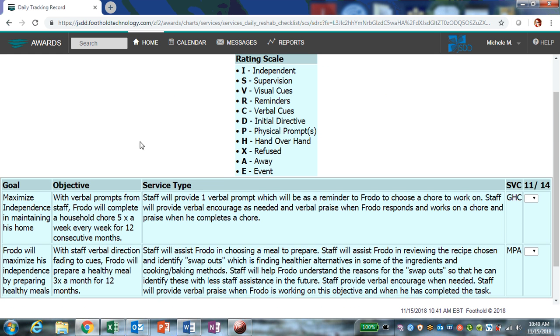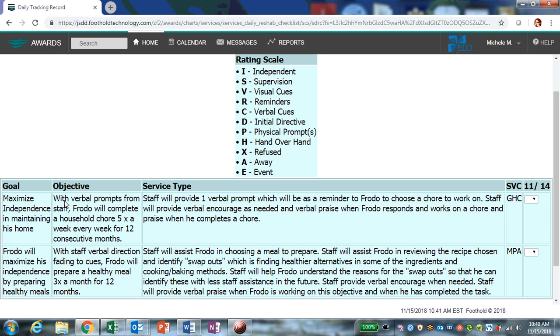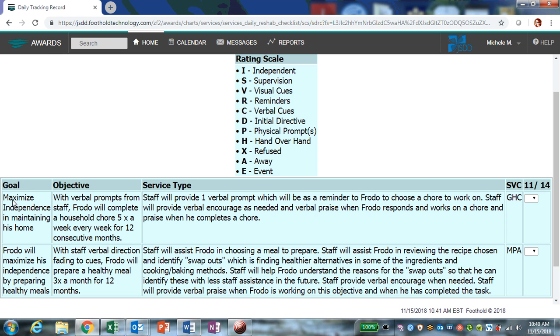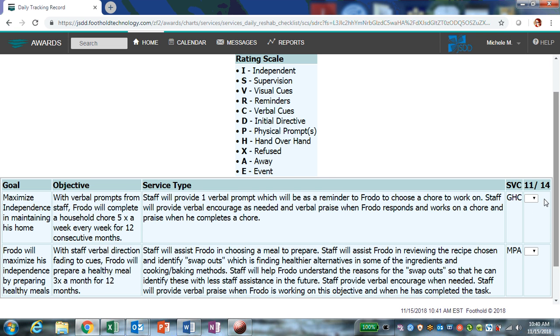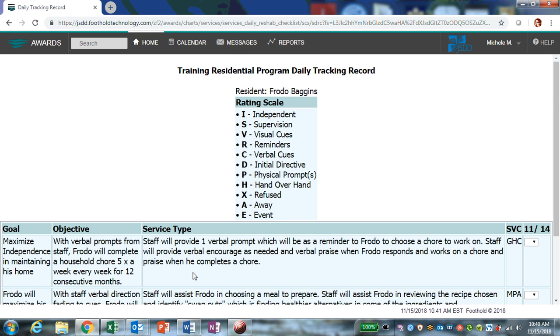This individual hasn't flipped because there's two goals, right? But let's pretend the person has flipped. So the goal is to maximize independence and maintaining the home, and then here is the actual objective and how the staff are supposed to help this person with their goals. Okay, so we already know how to do this part.